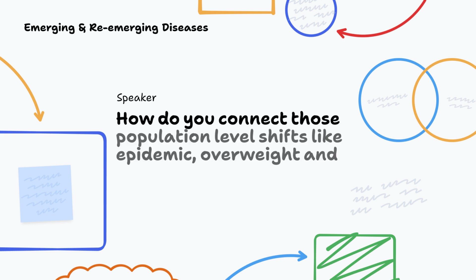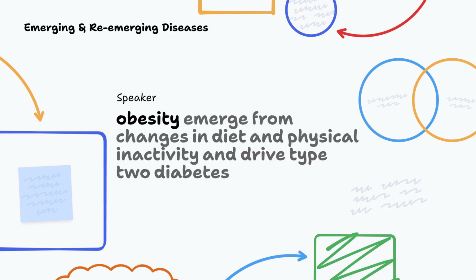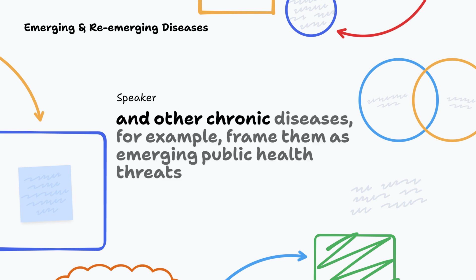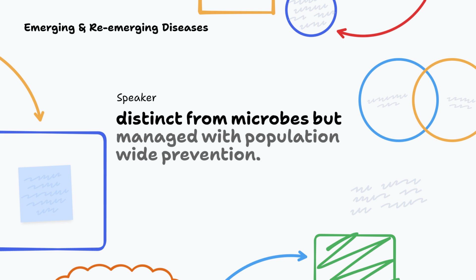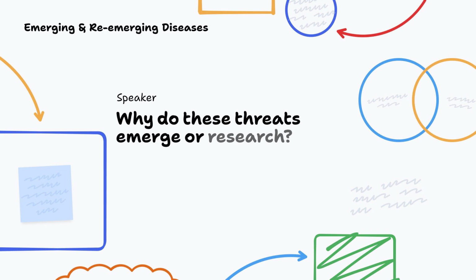How do you connect those? Population-level shifts like epidemic overweight and obesity emerge from changes in diet and physical inactivity and drive type 2 diabetes and other chronic diseases. For exams, frame them as emerging public health threats, distinct from microbes but managed with population-wide prevention. Why do these threats emerge or resurge?